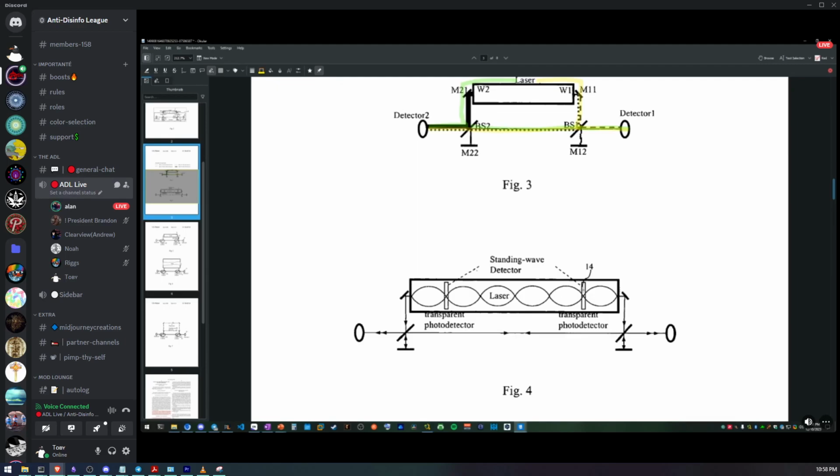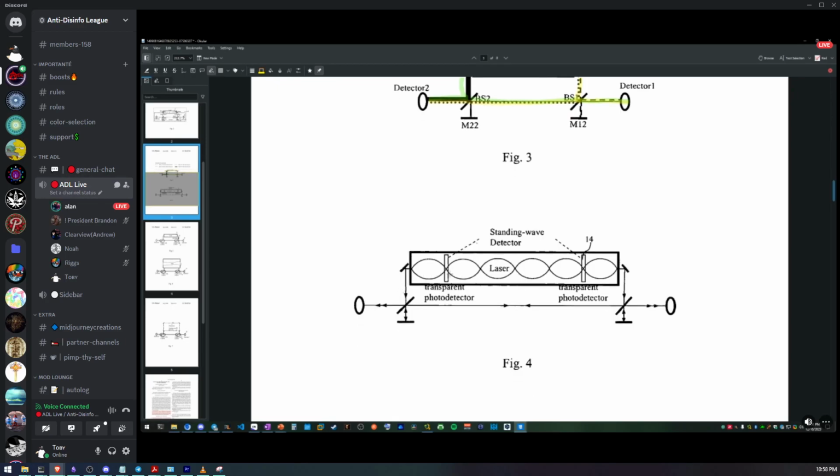Nice. Yeah, so here's the configuration here. Oh yeah, it's right here, actually. Cool. Transparent photo detector.